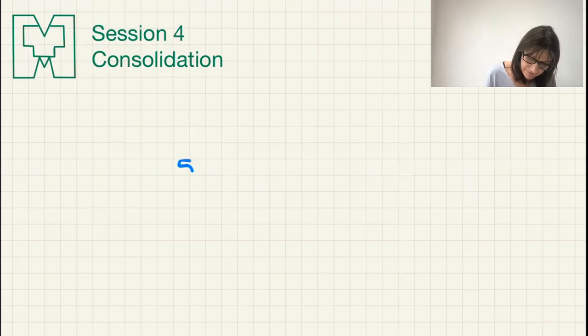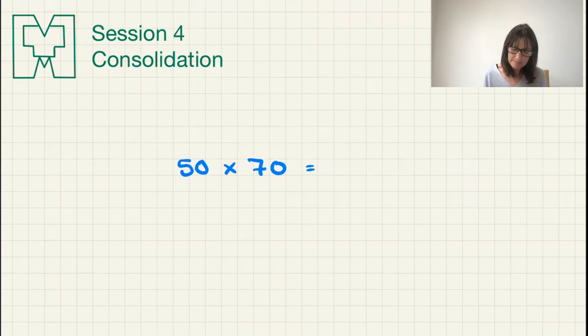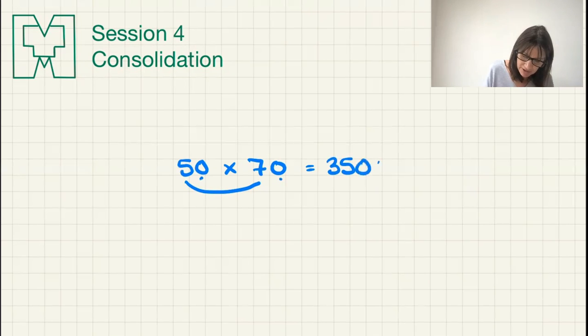We're going to do 50 times 70. Off you go. Okay, 5 times 7, 35. And then I've got 2 zeros that I ignored. I'm going to add them on the end. 3,500. If you got that right, that's a 1 mark question. Very well done.